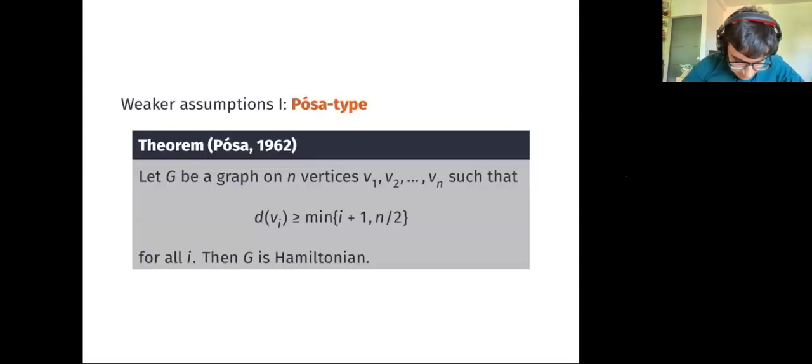And the first theorem which is relevant in our case is Pósa's. So there's this theorem of Pósa from 1962, and he says that if you have a graph and you have ordered the vertices in a line like this, and you require a minimum degree condition, but the degree condition is different for each vertex. So for the ith vertex, you will require that the degree is at least the minimum between i+1 or n/2. So if i is very large, meaning more than n/2, then this degree condition is the same as in Dirac's theorem, but for smaller vertices, for i less than n/2, this bound is required, which is much less restrictive than in Dirac's theorem. So for instance, the first vertex should have degree 2, the third vertex should have degree 4, etc. If you satisfy this condition on the degree sequence of the graph, then the graph is Hamiltonian.